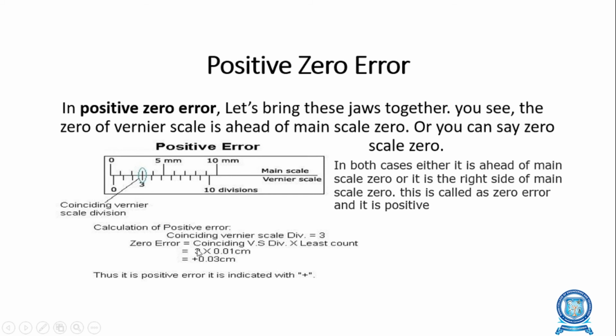So zero error is equal to the coinciding vernier scale division into the least count. The least count value is 0.01 centimeter, and the coinciding value is 3. So 3 into 0.01 gives the value of 0.03 centimeter as positive zero error.